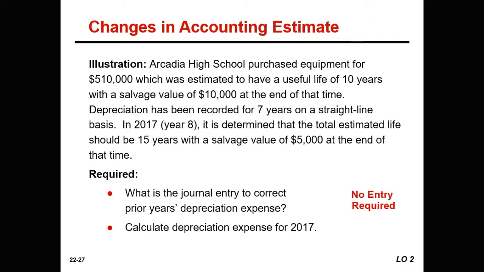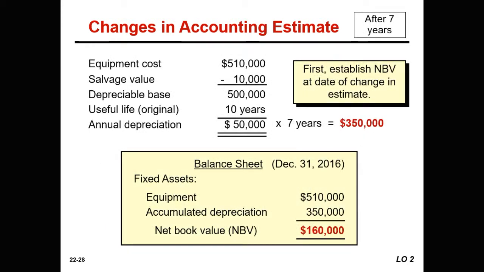So there is no entry to record the prior year's depreciation expense because it happens in the current period and then prospectively. It does not happen retrospectively. So let's calculate the depreciation expense for 2017. Equipment originally cost $510,000. Had a salvage value of $10,000, so that gave us a depreciable base of $500,000 for a 10-year estimated useful life. That's $50,000 a year and 7 years of depreciation that has occurred. So we currently have a net book value of $160,000.